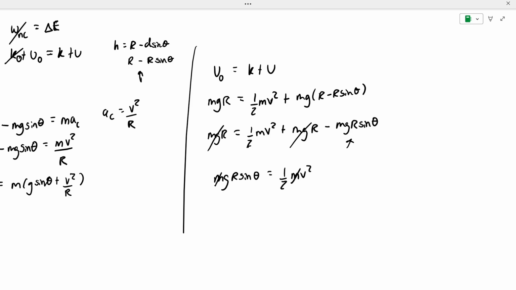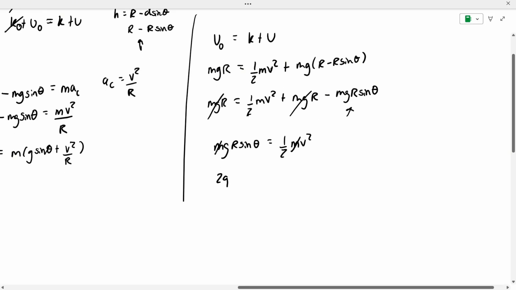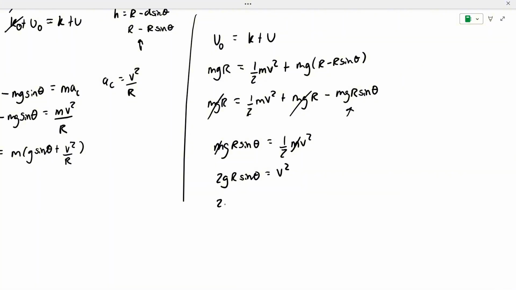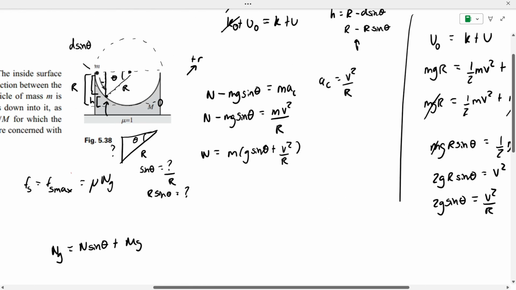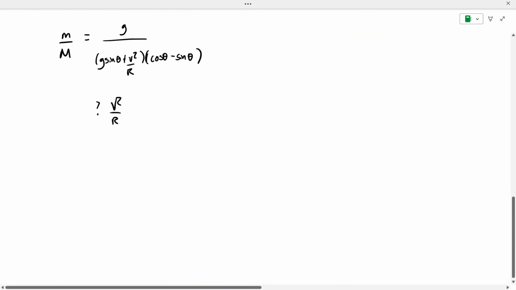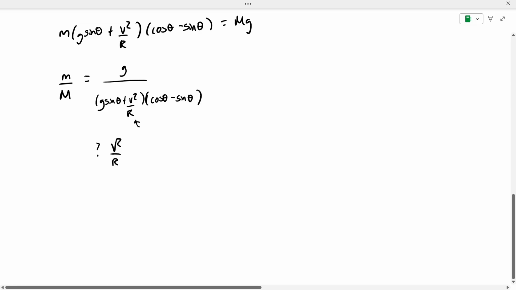And cancel out the m, and we have 2gr sine theta is equal to v squared. So 2g sine theta is equal to v squared over r. Why did I solve for v squared over r? Well, because we have v squared over r when we go back to our m over m. We have this over here, so it's just easier to do that.